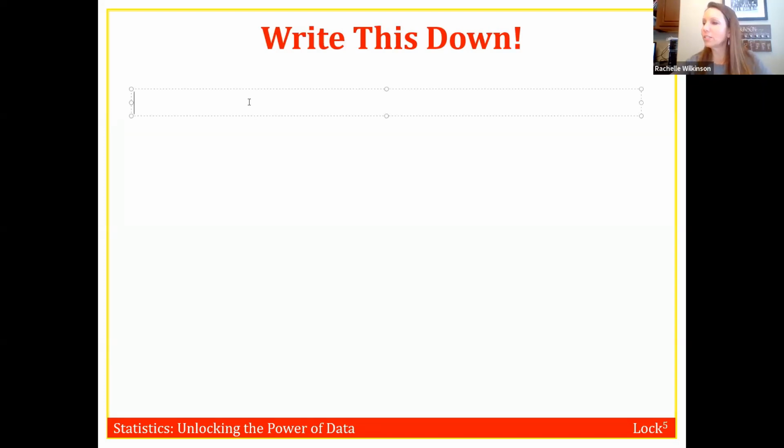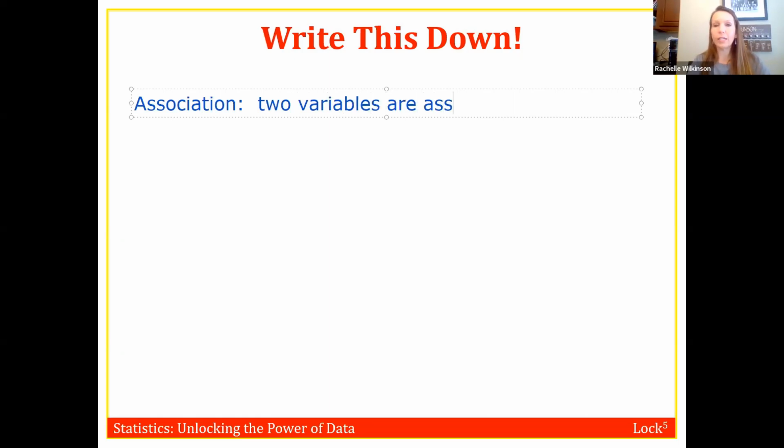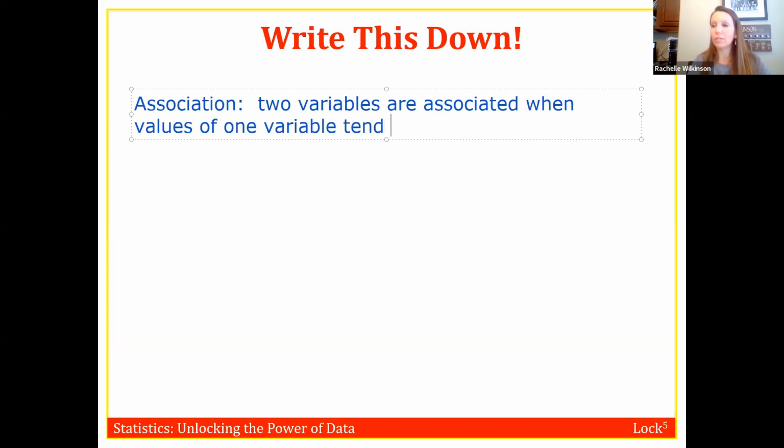Okay, so first definition is going to be association. When two variables are associated, it means that values of one variable tend to be related to values of the other variable. So two variables are associated when values of one variable tend to be related to values of the other variable.